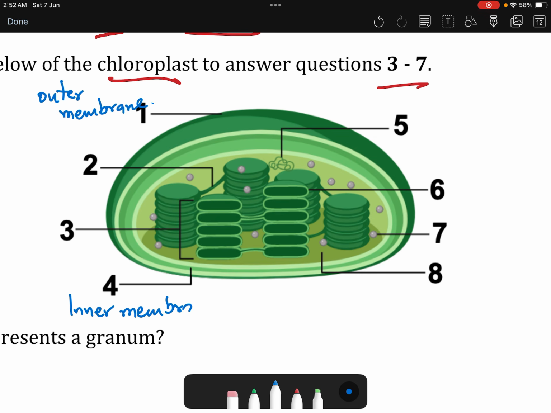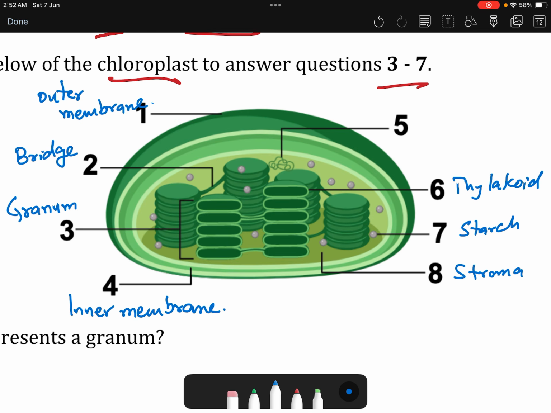The single disc-like structure, over here, number 6, is the thylakoid, and the pile of the discs is called the granum, that's over here. Number 2 is a bridge that connects the thylakoids together. 8 is the liquid, that is the stroma. 7 is a circle, that is a starch granule, and 5 is a thread-like structure that looks like DNA. So this is the labeling.